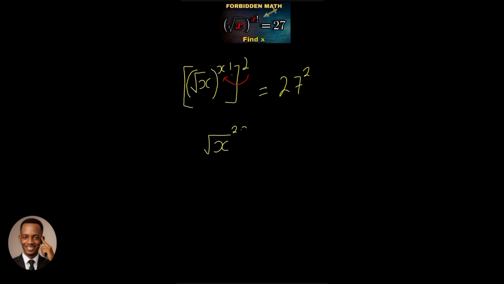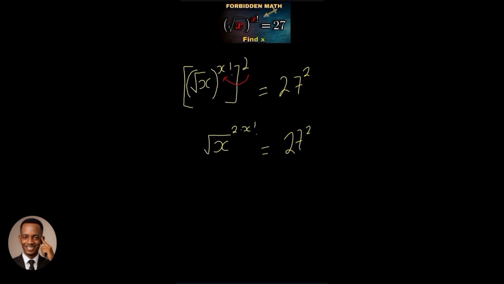First of all, let us eliminate the square root of x by squaring both sides. Doing that, we are going to have square root of x, all to the power of x factorial, all squared, equals 27 raised to the power 2. That's right. According to the law of indices, 2 multiplies x. We have square root of x squared times x factorial equals 27 squared.